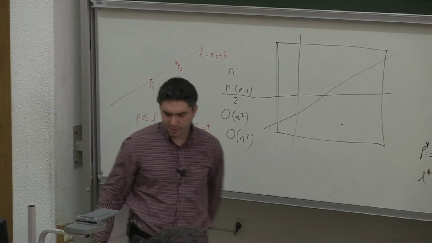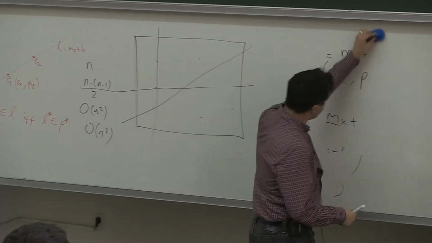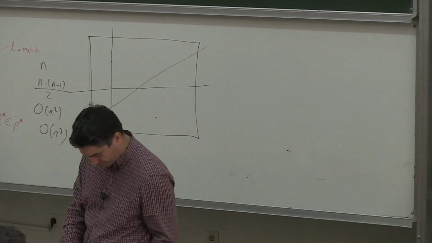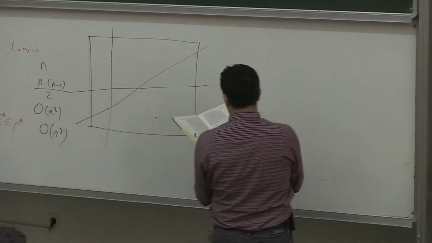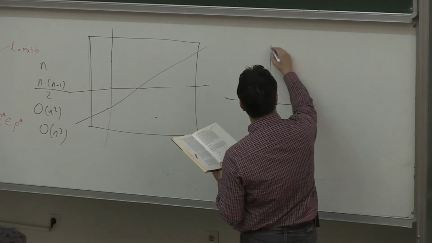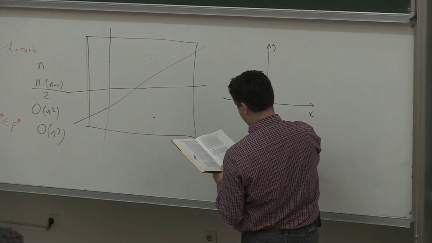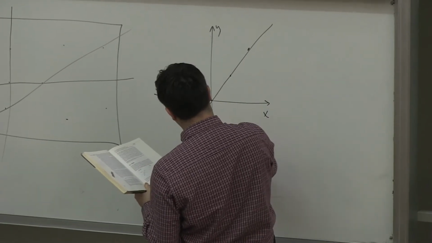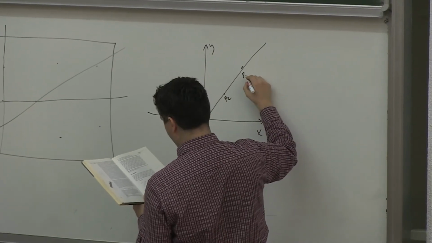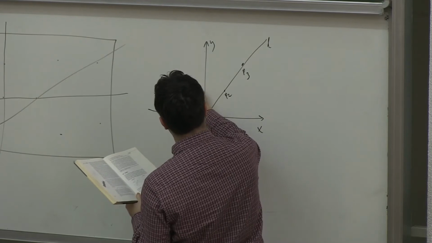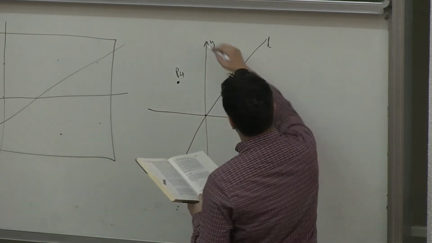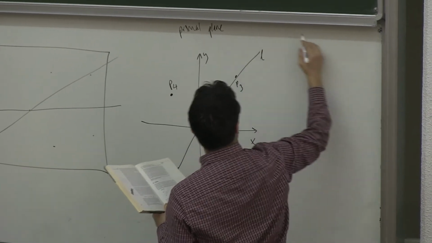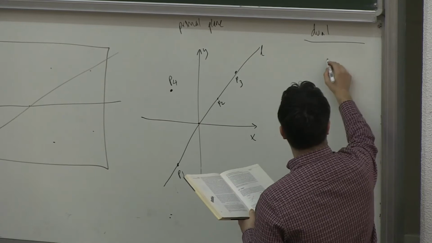So let me draw, in order to show you some other properties, this figure in the book, figure 8.2. So I have the x and y coordinates and 3 points, P1, P2, P3, and this is L, and I have P4 here. And this is the primal plane, and the dual plane. In the dual plane, we are going to have again the x and y.